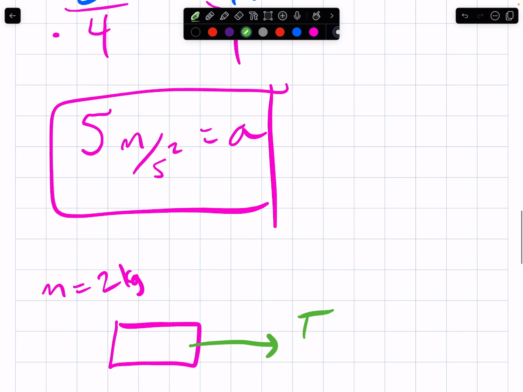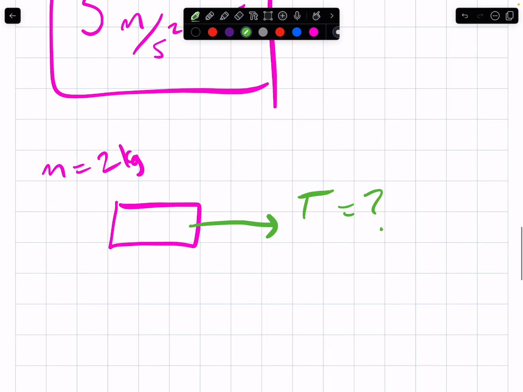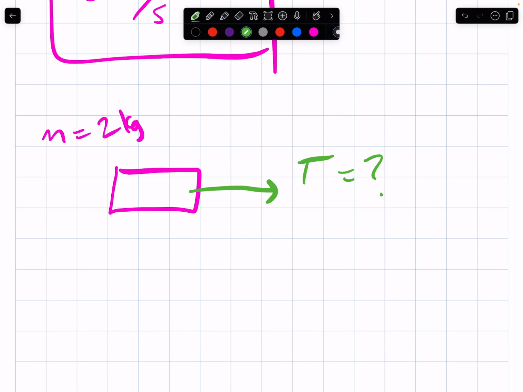And I know what that tension is. No, I don't. That's what I'm trying to find. I don't know what that is. Well, it's 2 kilograms. And yes, there are some other forces acting on this guy. There's its weight and the normal force from the table pushing it up. But again, those cancel each other out. They're not relevant here. So to find T, how about we write down Newton's second law?